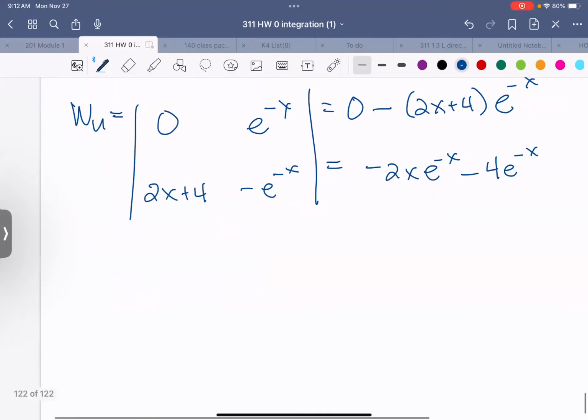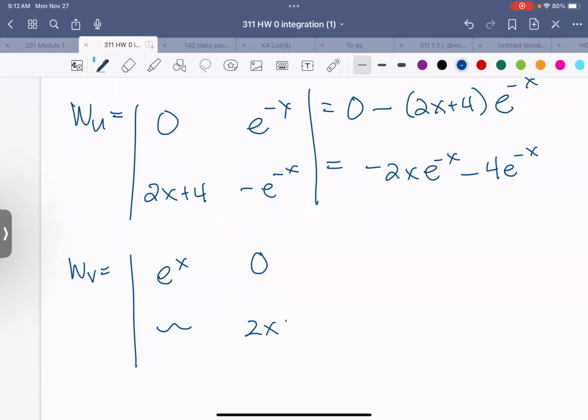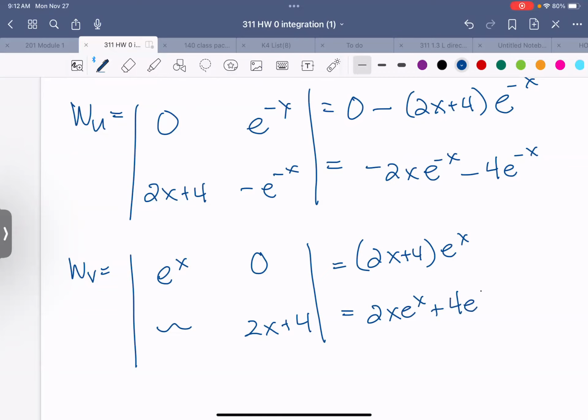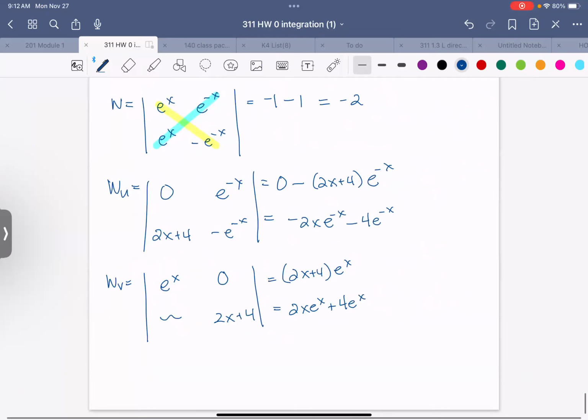Then we want the WV. So we're keeping the first column and replacing the second. And that's just 2x plus 4 times e to the x. So that is 2x e to the x plus 4e to the x. Then, what number is this, by the way? Number 9, okay. All right, so to find u, then you're taking the integral of WU over W dx.